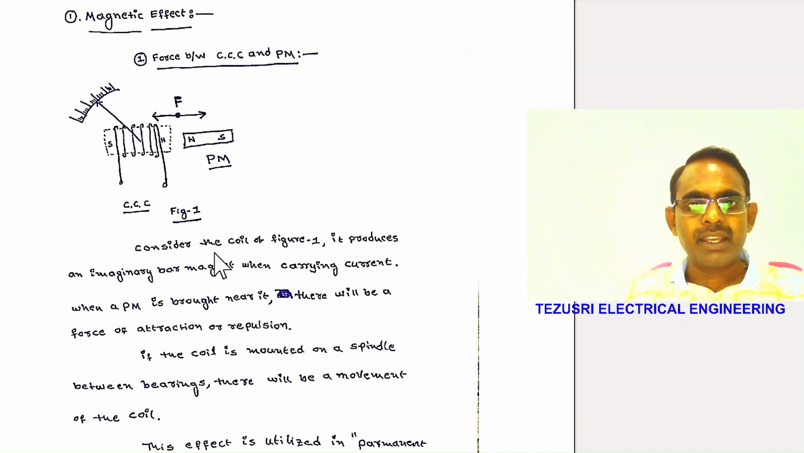Once again, consider the coil of figure 1, a current carrying conductor and a permanent magnet. It produces an imaginary bar magnet while carrying current. When a permanent magnet is brought near it, there will be a force of attraction or repulsion. If the coil is mounted on a spindle between bearings, there will be a movement. This movement is according to the measured current magnitude and direction. This effect is utilized in permanent magnet moving coil instruments, PMMC.